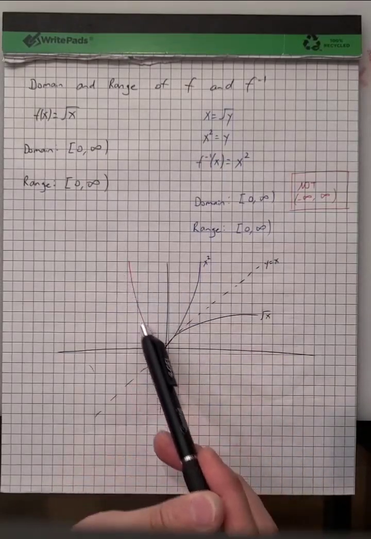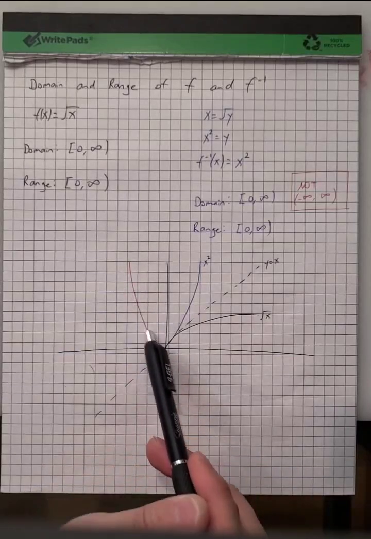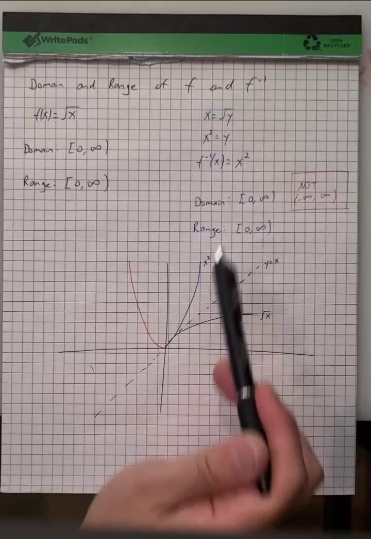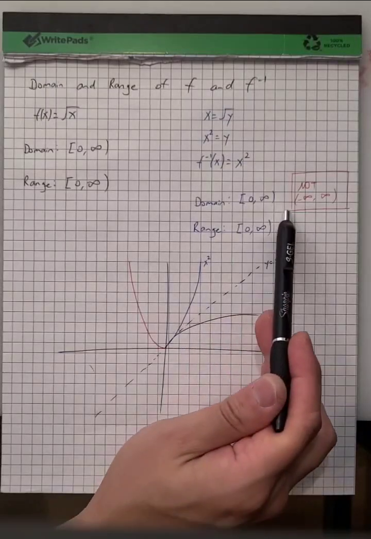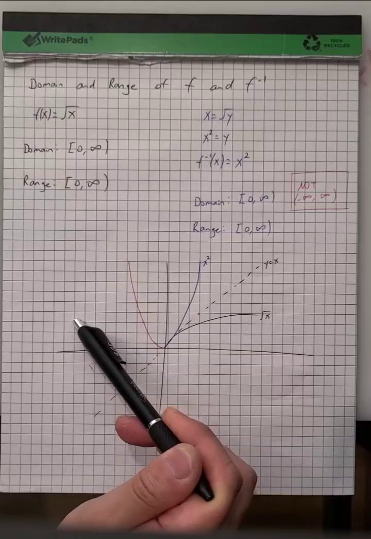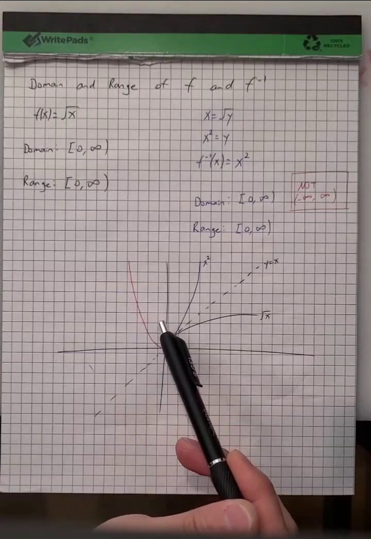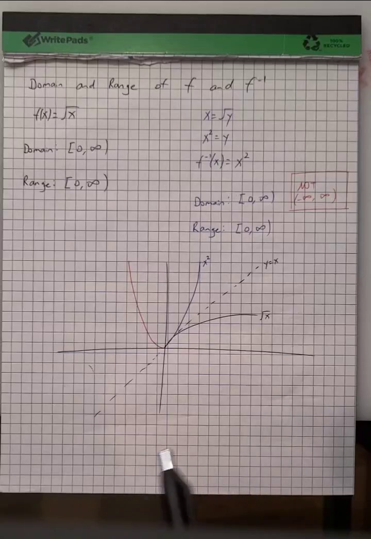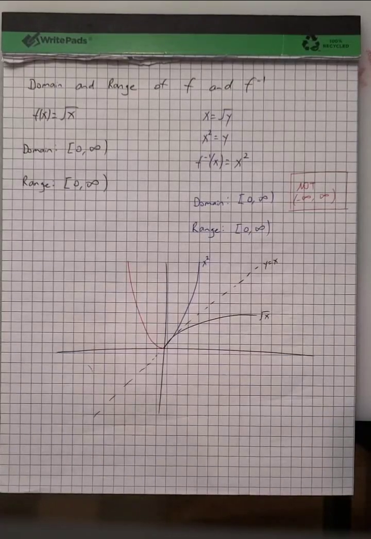What happened to this red portion over here? It's gone. So you can clearly see why the domain, from a graphical point of view, is not from negative infinity to infinity. There's nothing on this side, on the negative x side, nothing at all. So our domain does not include that. Okay? That's one explanation. But here's a much simpler explanation.